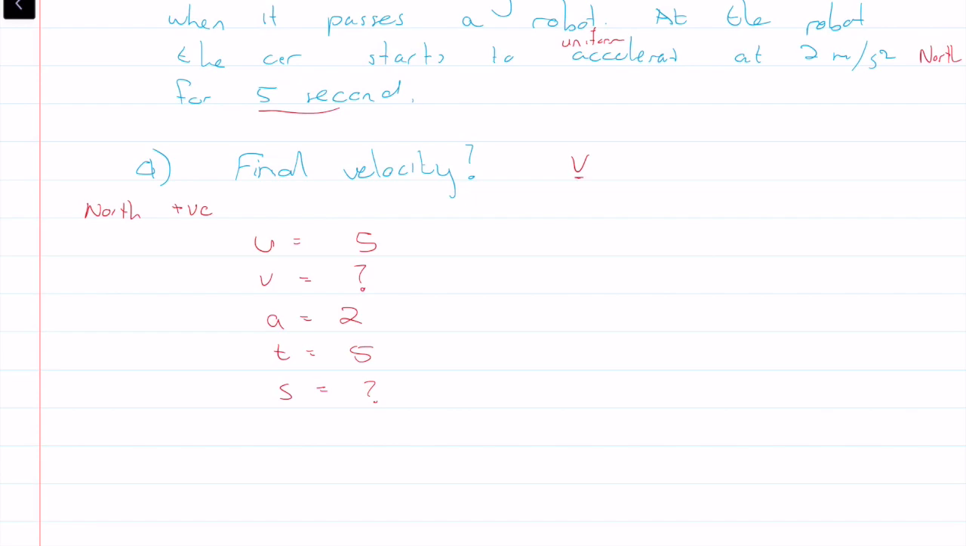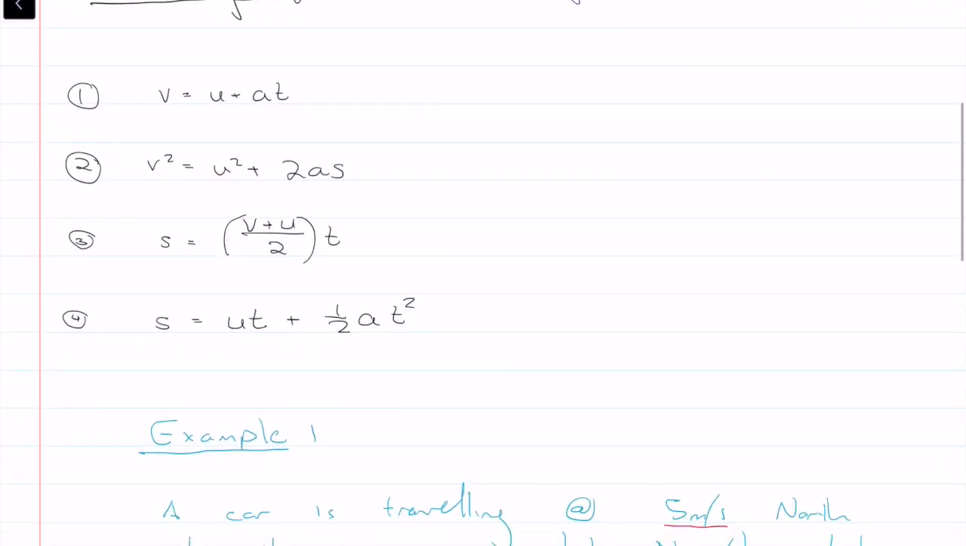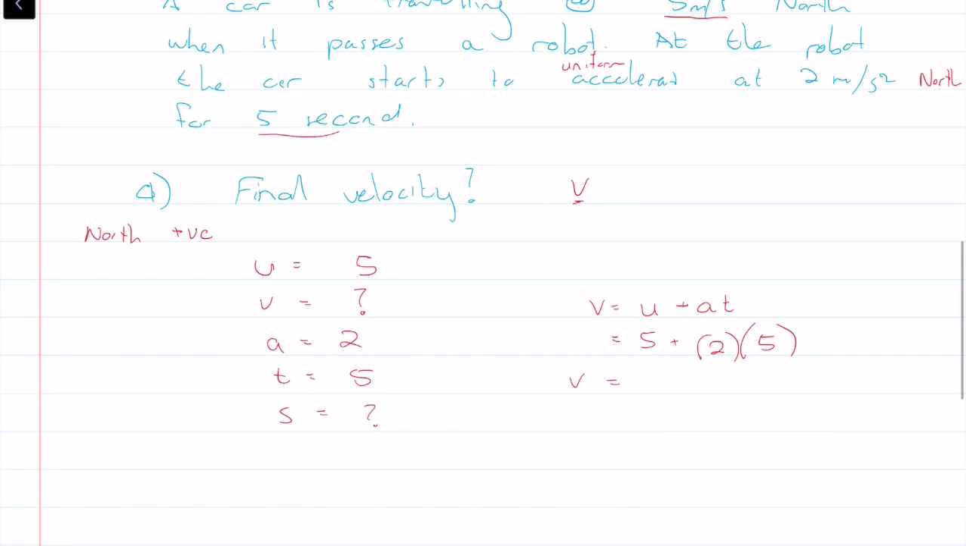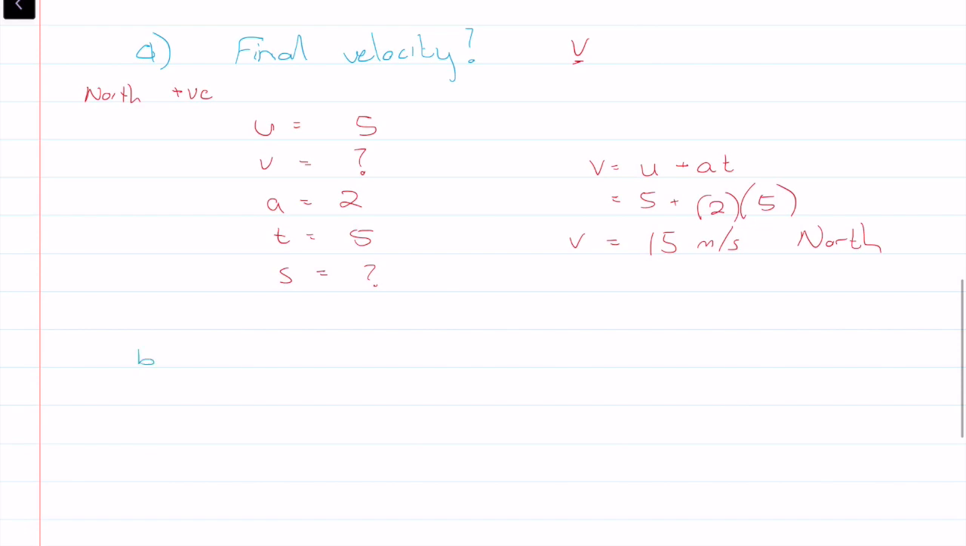We want V, so let's try equation number 1, V equals U plus AT. U was 5 plus our acceleration of 2 times our time of 5. That gives us our final velocity is 5 plus 10, which is 15 meters per second. And it comes out positive, so we know that it is in the north direction. Then part B is determine the displacement.